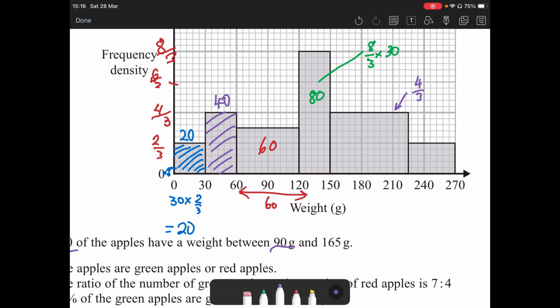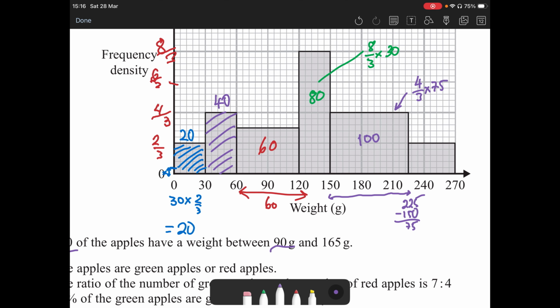4/3 times, what do we got? The width here is 150 to, this one's going to be a pain, isn't it? So 150 to, what's halfway between 210 and 240? 225, of course. So 225, take away 150 is 75. So the width there is 75 times 4/3. 75 divided by 3 is 25, times 4 is 100.